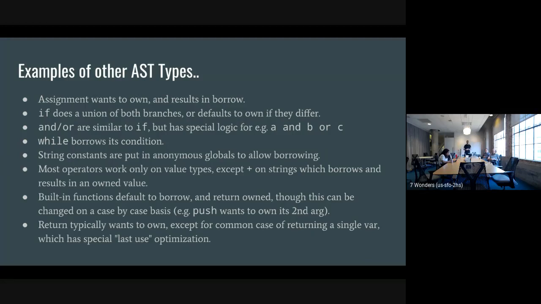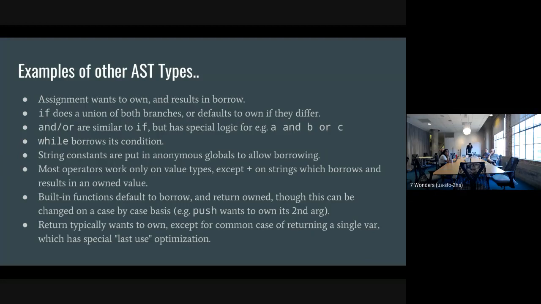Most operators only work on value types, so they're not that relevant to lifetime analysis, except for something like plus on strings, which borrows its arguments and then results in an owned value. Most built-in functions by default, they borrow their arguments and then return something owned. For some of them that's flipped. For example, push, whose first argument is a vector, and the second argument is what needs to be pushed in there, is very similar to an assignment in that it wants to own its second argument. And then return we already talked about. So it typically wants to own and has exceptions for things like a single variable.